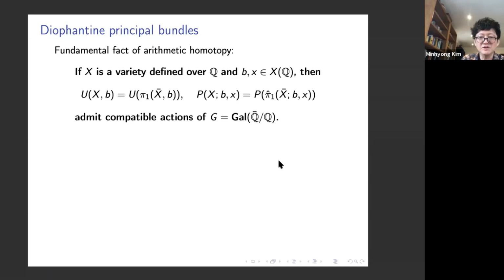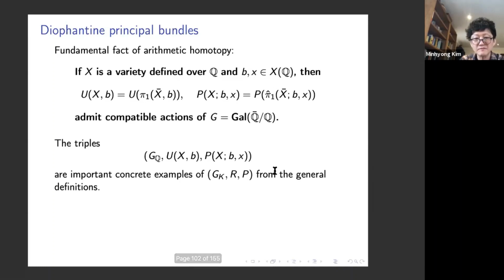And these are what we're going to use. So this triple, the Galois group of Q, the unipotent completion of the fundamental group of the variety, and the unipotent completion of the torsor of paths, these are the concrete examples of the triples from the beginning when I was discussing arithmetic principal bundles. These are what we'll be using.